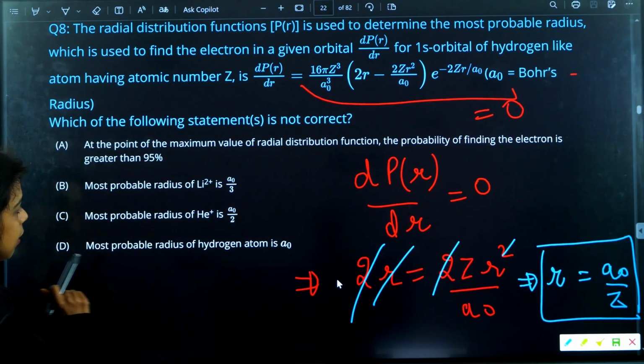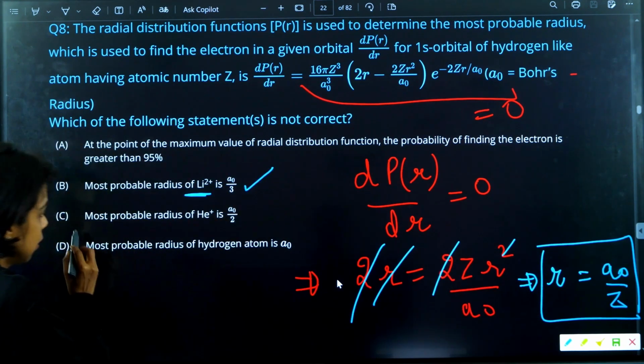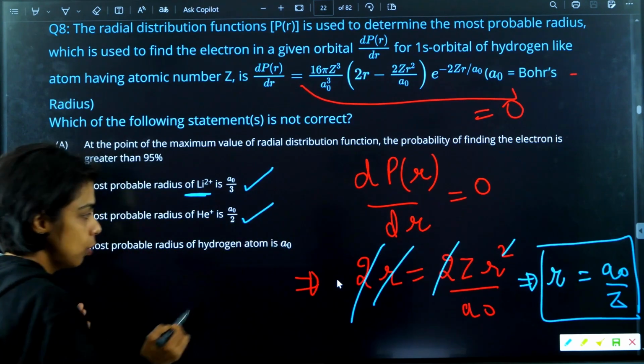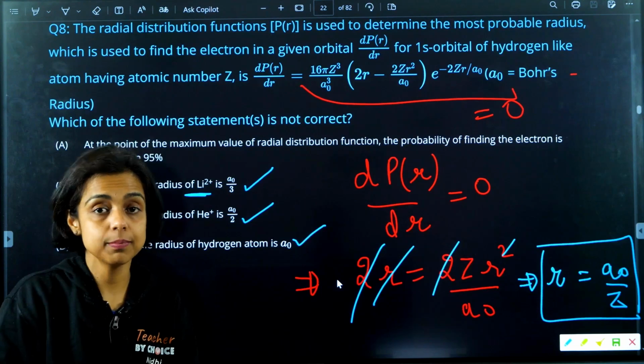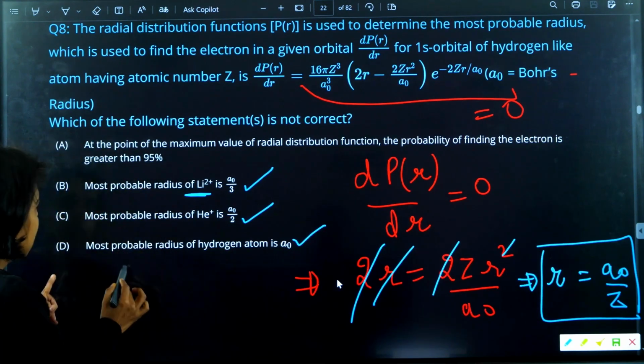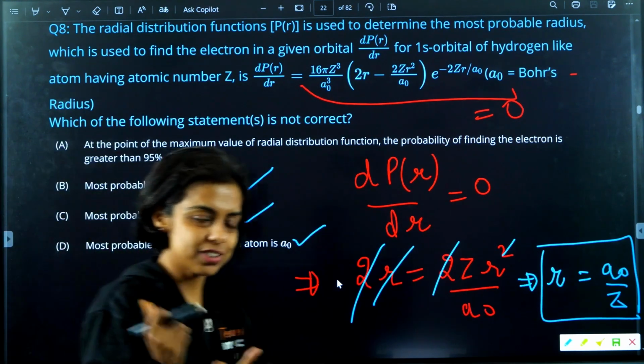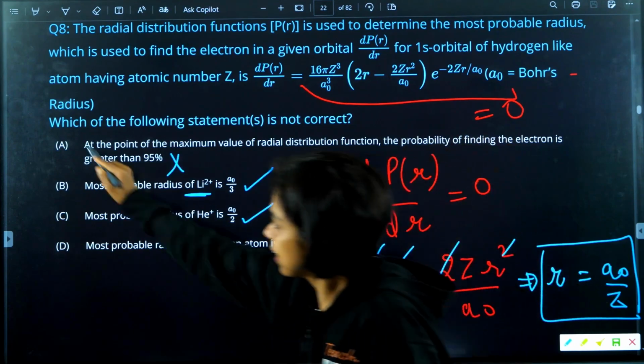So guys, for lithium Z is 3, correct. For helium positive ion Z is 2. Yes, helium atomic number is 2. For the hydrogen atom, Z is 1. This is also true. All of these are true. So the one that is wrong, let's check this also. So the incorrect one is of course A.